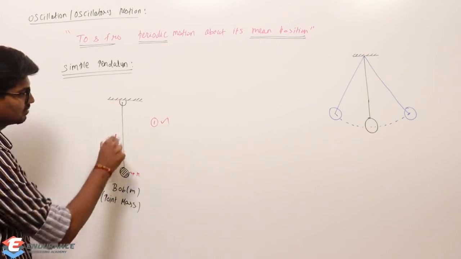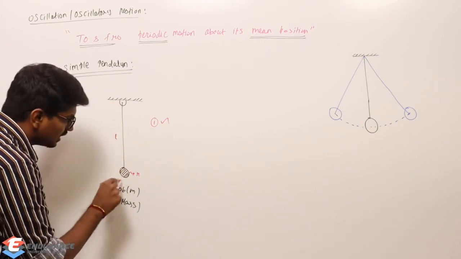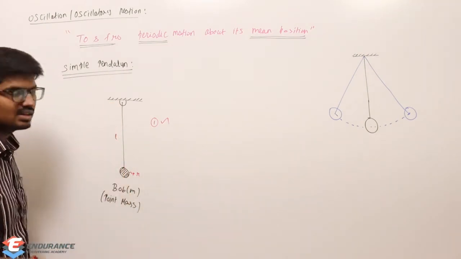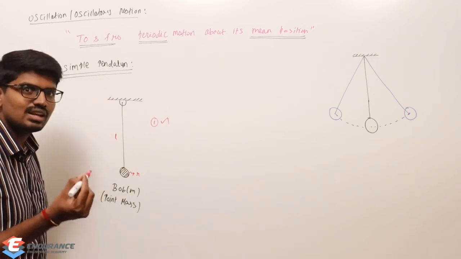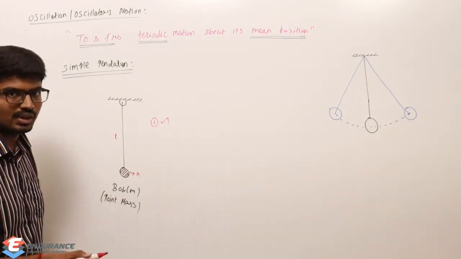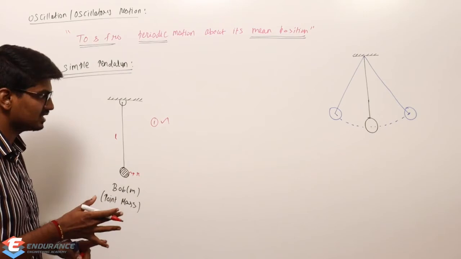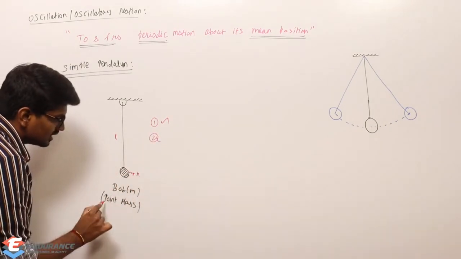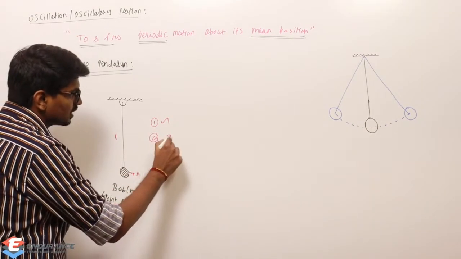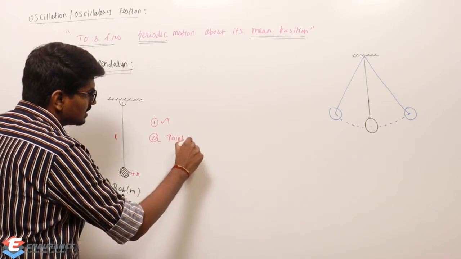The first condition is that the mass of the thread which is connecting the bob is highly negligible. A very, very thin thread. That is one of the simplifications. The second one is that this mass is to be treated as a point mass.